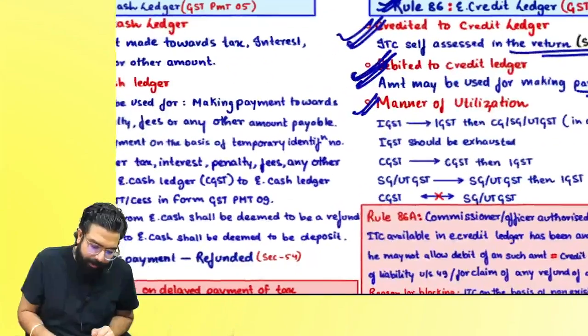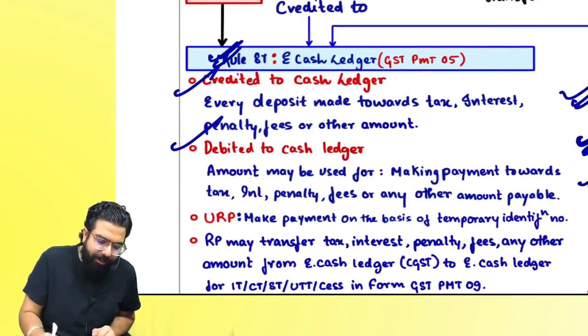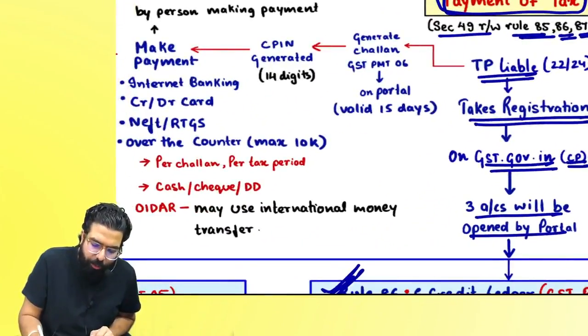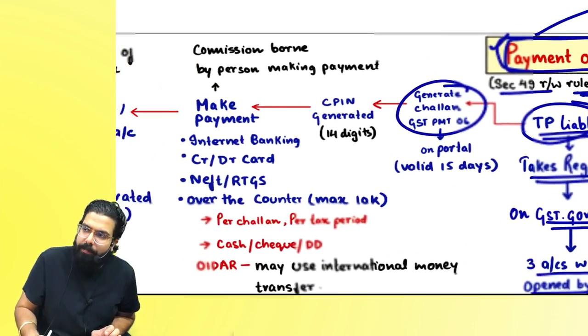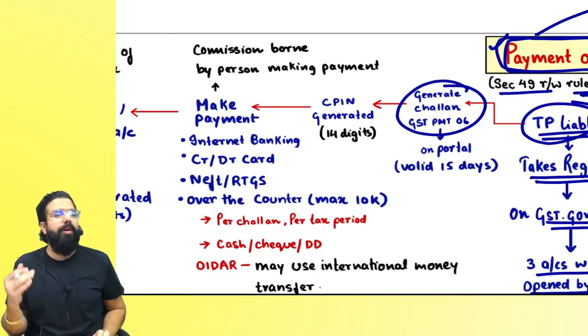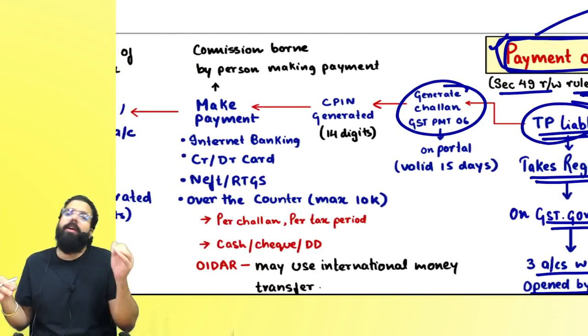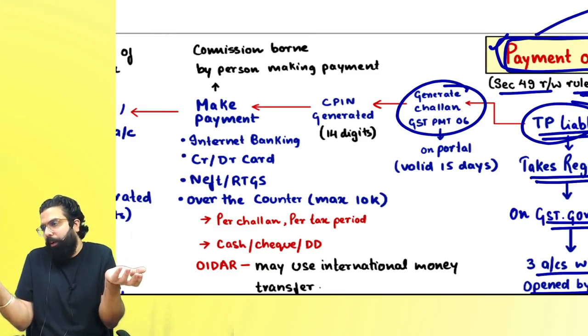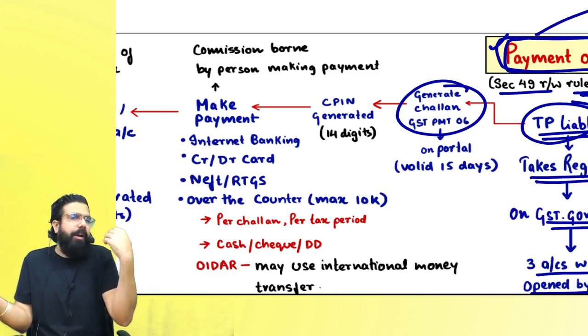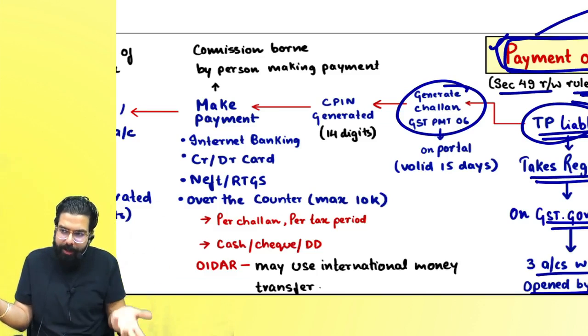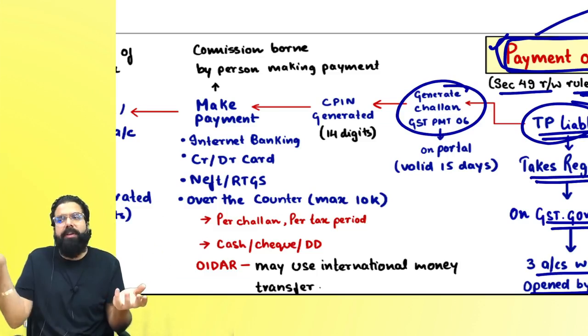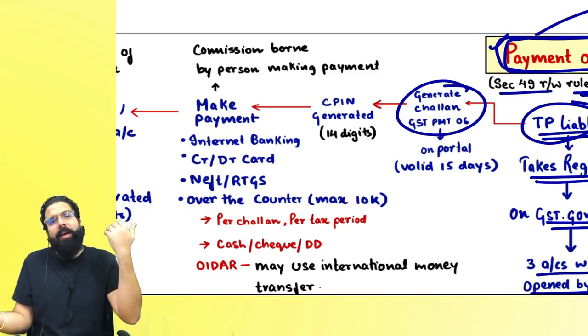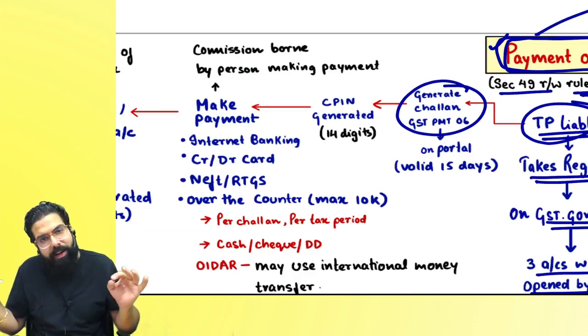Let's go ahead. Then everyone over here, e-cash ledger. In the e-cash ledger, whenever you are a taxable person and you have to pay the tax, you will generate online GST PMT06, in which you will pay whatever your liability is, that only you will deposit. Always deposit whatever you have to pay as your liability. If you have to pay CGST tax, deposit CGST tax only. If you have to pay SGST tax, deposit SGST tax only.